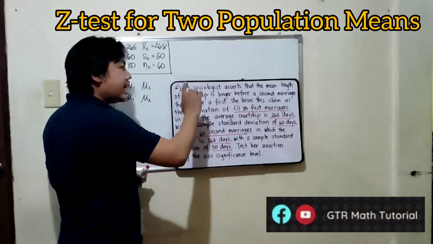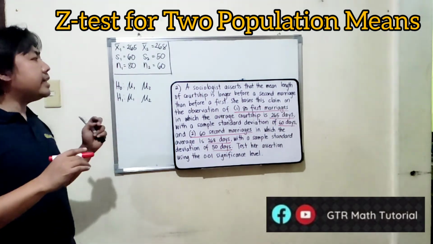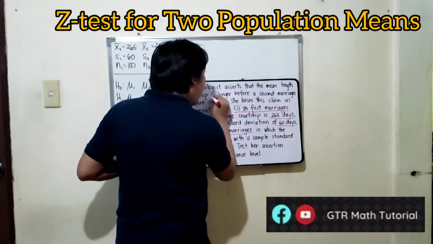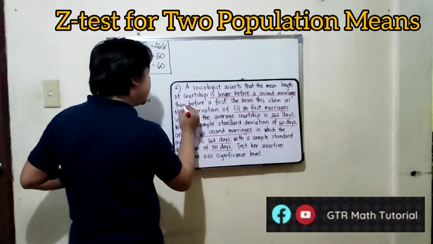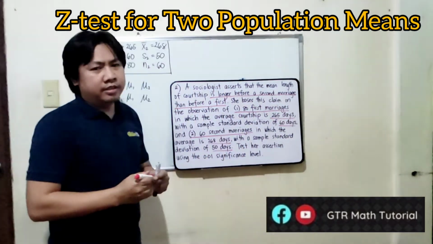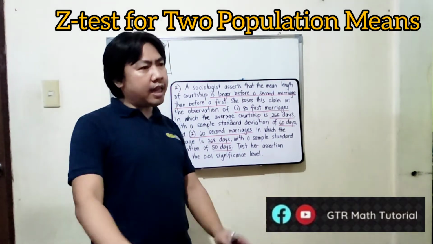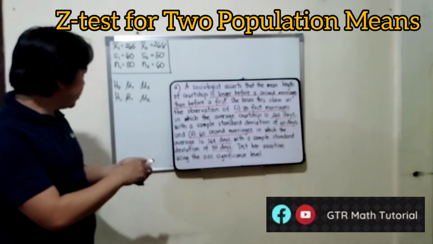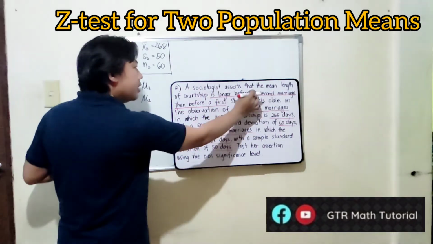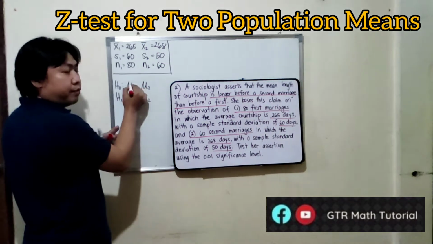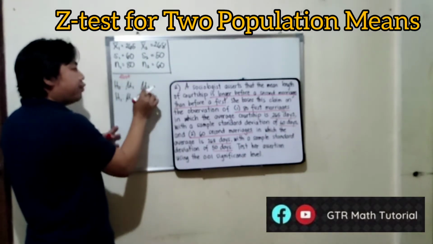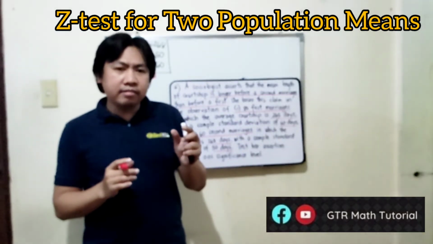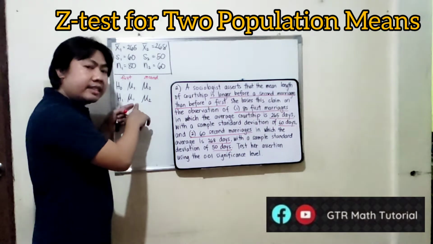So a sociologist asserts that the mean length of courtship is longer. So that is our keyword. The mean length of courtship is longer before a second marriage than before a first. So that is our keyword, is longer. So that means, for mu sub 1, this is the first marriage. And then for mu sub 2, this is the second. And then we're going to put the greater than or less than in the alternative hypothesis.